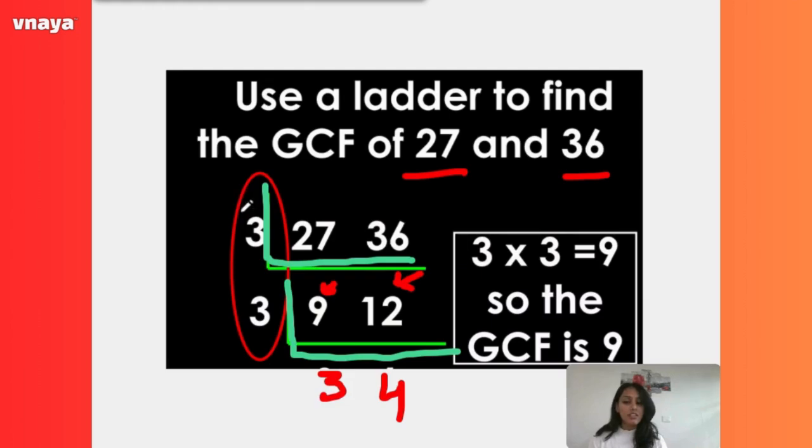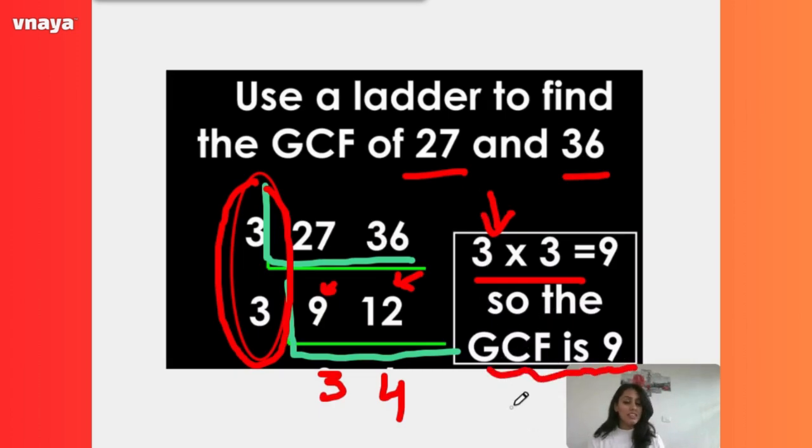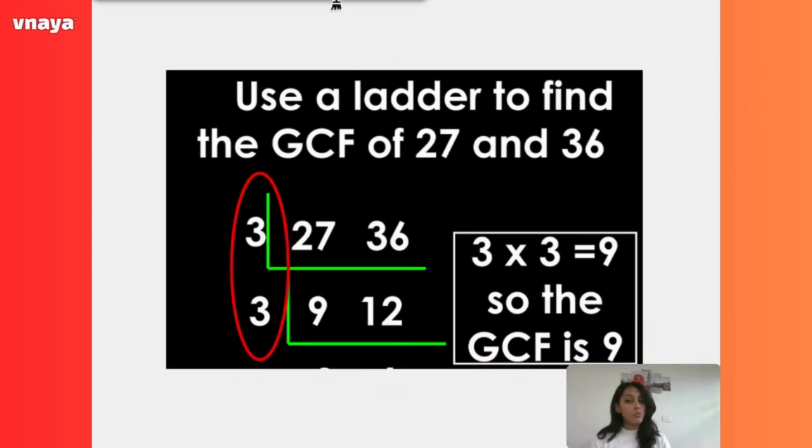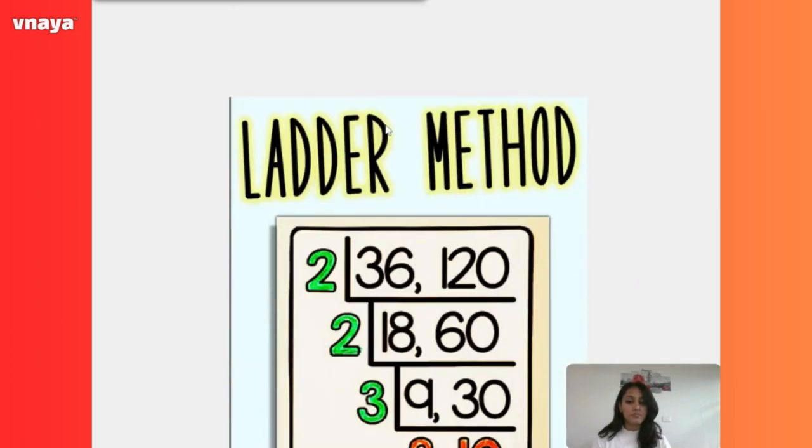So right here, the numbers that we got on the side, that is 3 and 3, would be considered for the GCF. And how do we write it down? Whatever we got on the side, we'll multiply them together. So 3 times 3 equals 9. So the GCF, that means the greatest common factor of 27 and 36, would be 9. See? Easy, right? Let's try one more example to see further.